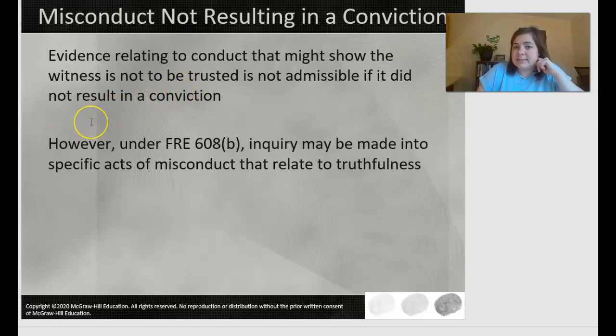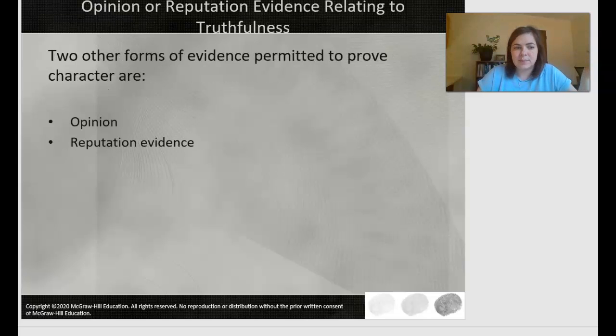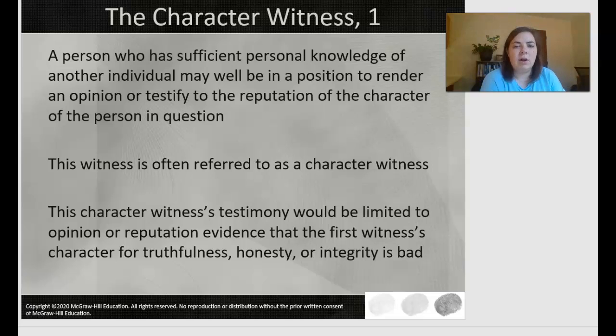You can use misconduct that does not result in conviction. There are a bunch of other rules, but just know that that is possible. Opinion and reputation evidence are also admissible here. So if you're calling a character witness, we generally need someone who has sufficient personal knowledge and is in the position to render an opinion or testify on the reputation. We call this person a character witness, and their testimony is usually limited to the opinion or reputation of the first witness's truthfulness, honesty, or integrity being poor.